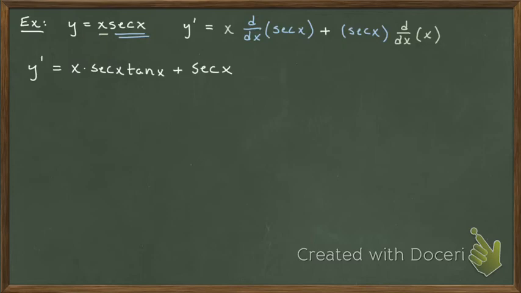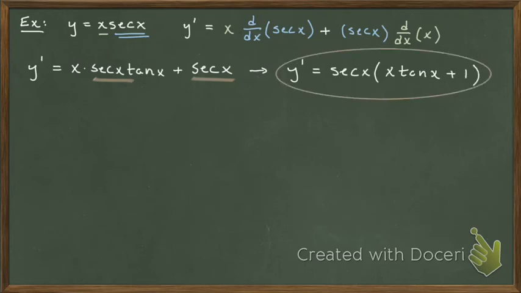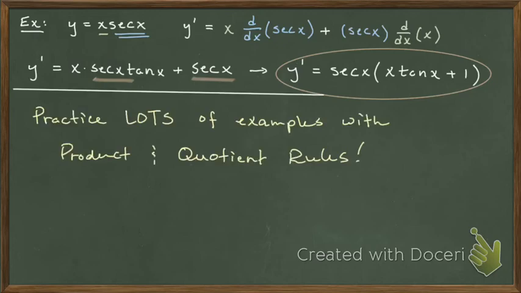It's just secant x. Just to simplify a little bit there, secant is a common factor between the 2 terms. I can factor that out. I end up with the derivative to be secant x times x tan x plus 1. Not a bad derivative to take. Pretty straightforward there. So again, practice lots of examples with product and quotient rules. They can be tricky, just depending on the algebra and other things you're working with here. But for the most part, they're just formulas that we have to get used to and try to remember, figure out when we need product rule and quotient rule, when we don't.